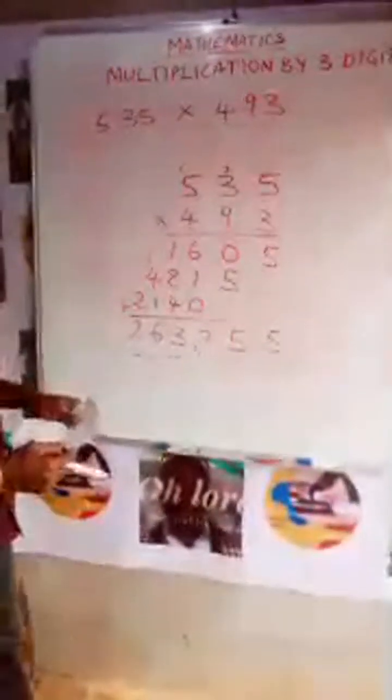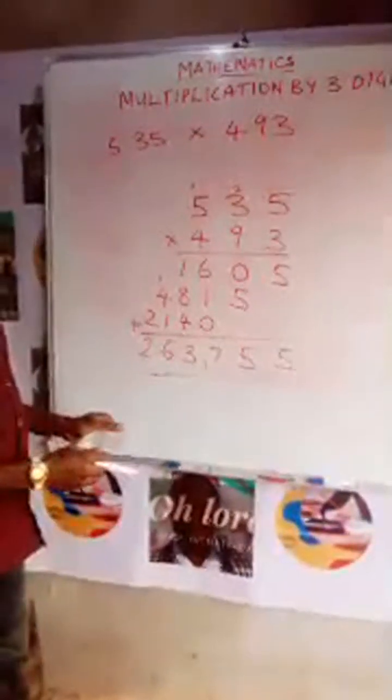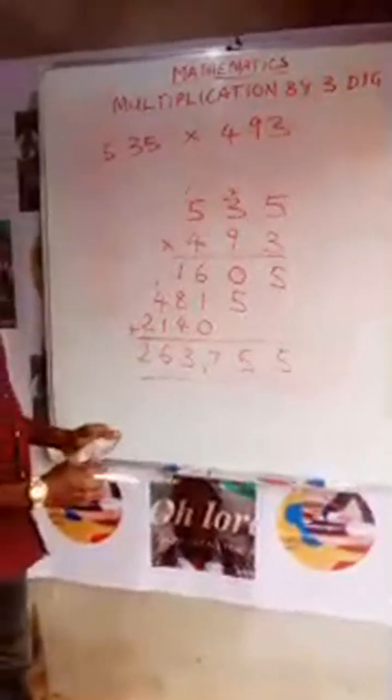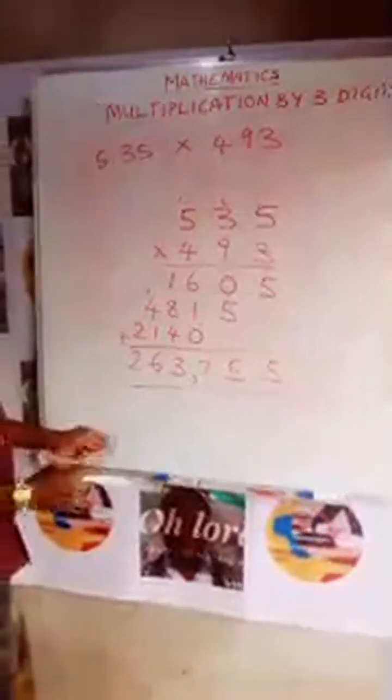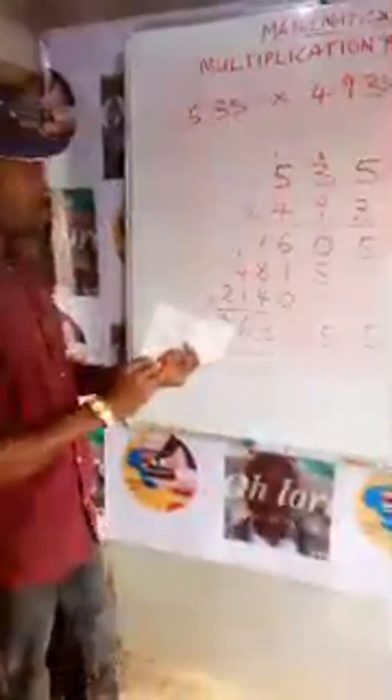So that is a very simple way of multiplying numbers using 3 digits. Remember, in the next video, like I said, I will show you 4 digits, 5 digits, 2 digits, and so on. So let's quickly solve one problem before we round it up.